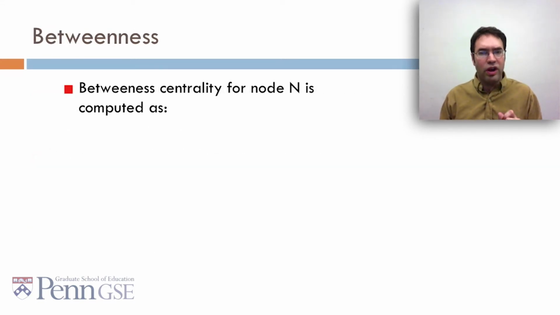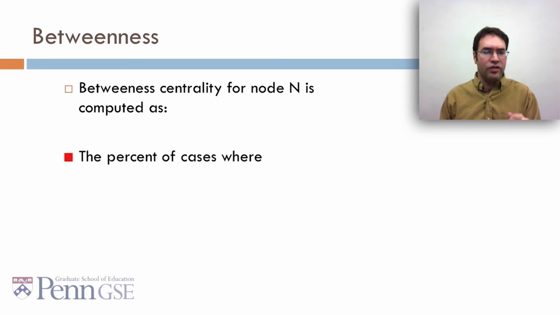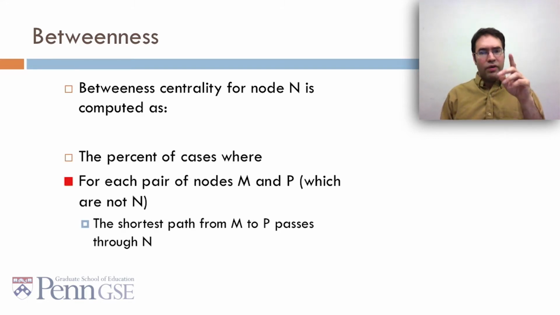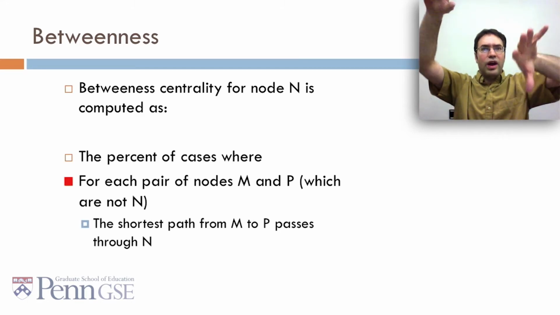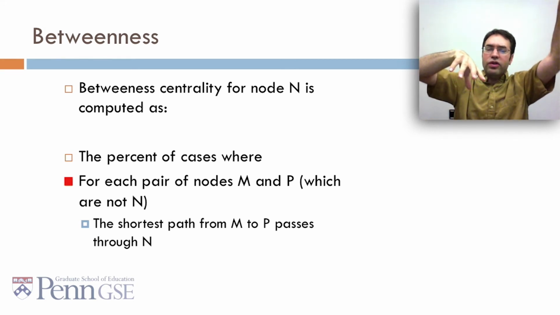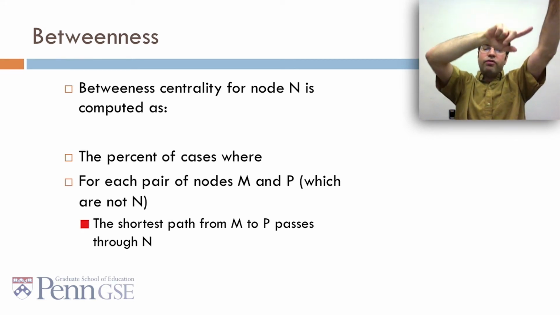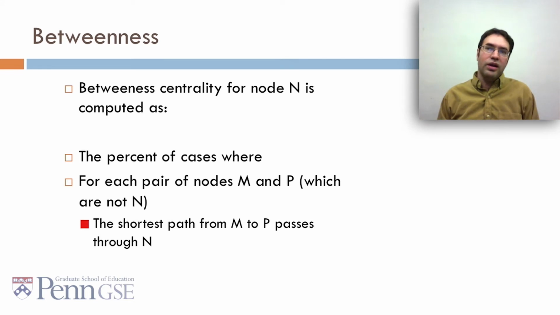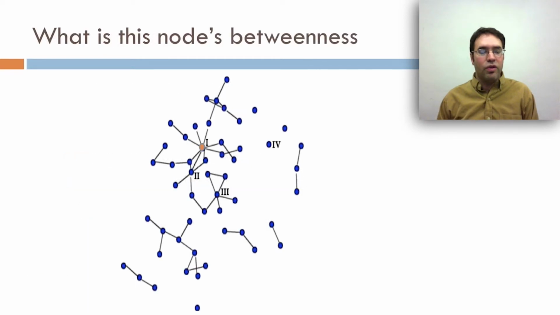A third type of centrality is betweenness centrality. The betweenness centrality for a node N is computed as the percent of cases where, for each pair of nodes M and P, for any other pair of nodes, the shortest path from M to P passes through N. The percent of cases where the best way to get from M to P goes through N is the betweenness centrality of N. So for example, what's this node's betweenness?